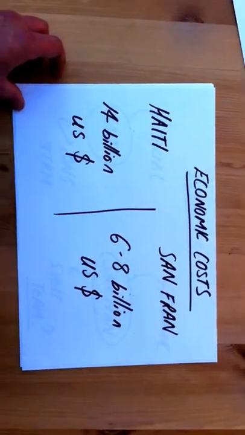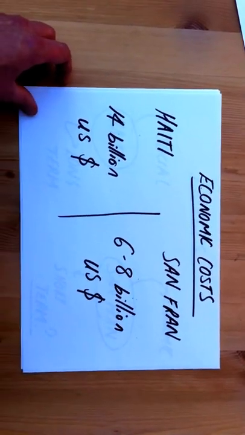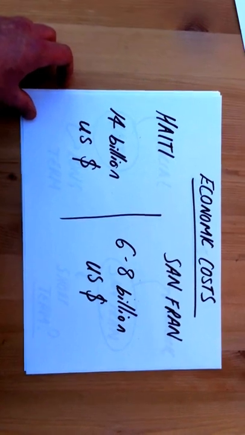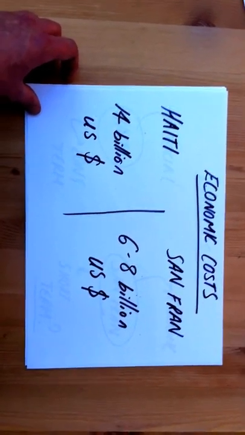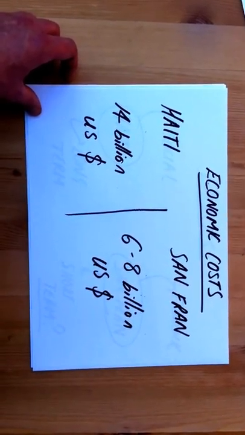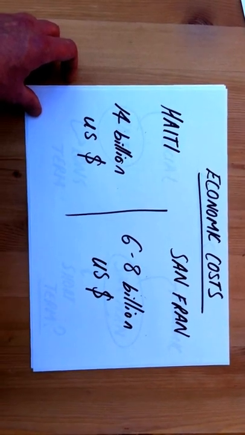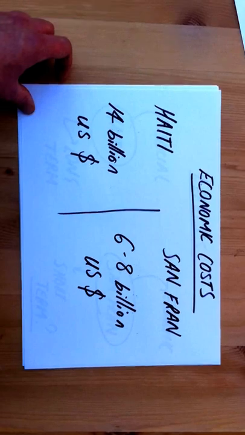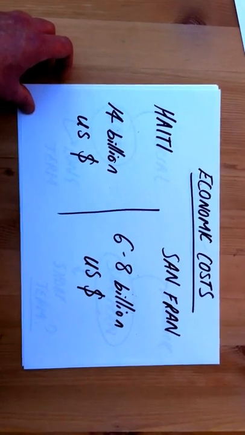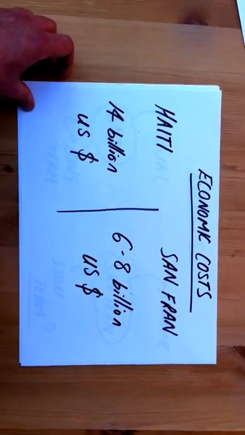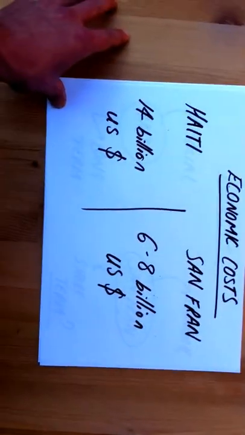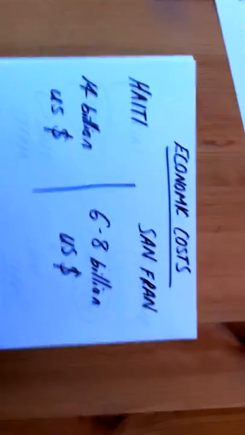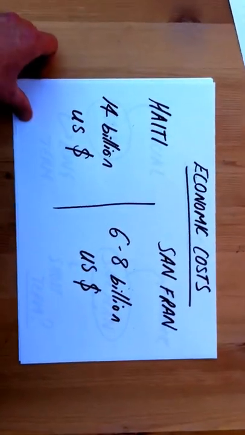In terms of the economic cost, there's also a big difference. In Haiti, the economic cost is estimated to be around $14 billion, and in San Francisco, it's estimated to have been around $6 to $8 billion. Now, there's a few things that we need to take into consideration. Firstly, the San Francisco earthquake happened quite a while ago, in 1989, whereas the Haiti earthquake is more recent, in 2010. We also need to take into consideration the gross domestic product, or the GDP, of each of these two different countries.